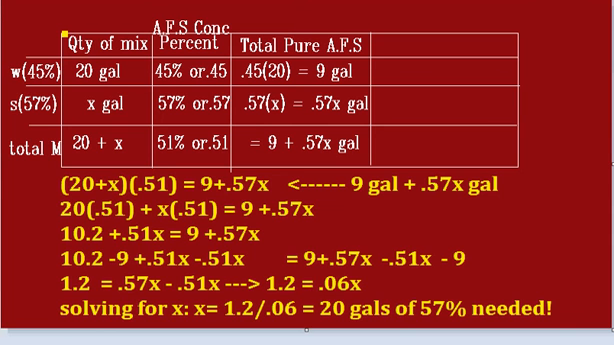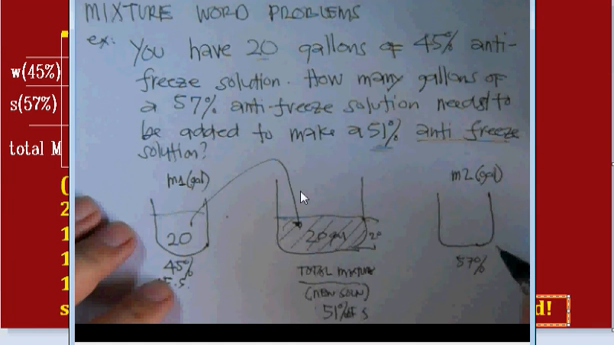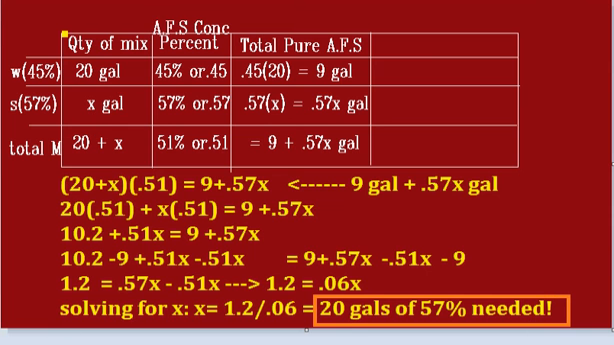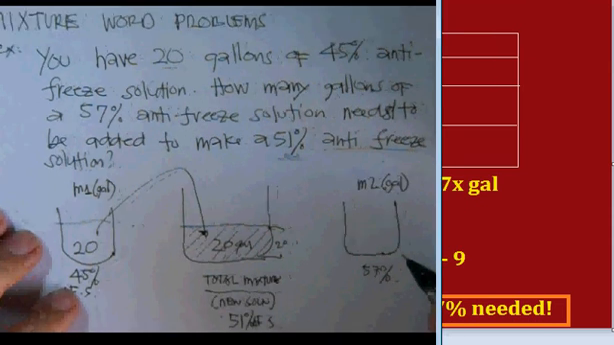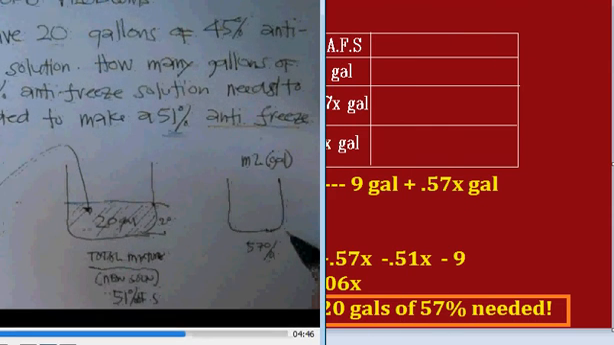So did we answer the question there? How many gallons of 57% anti-freeze solution was needed to be added to make a 51%? So we have the answer here, which is actually 20 gallons of the 57%. Right? We have the 20 gallons of 57%, because this is the unknown.